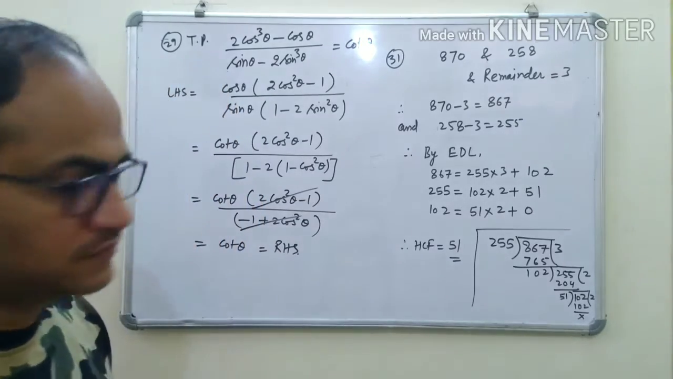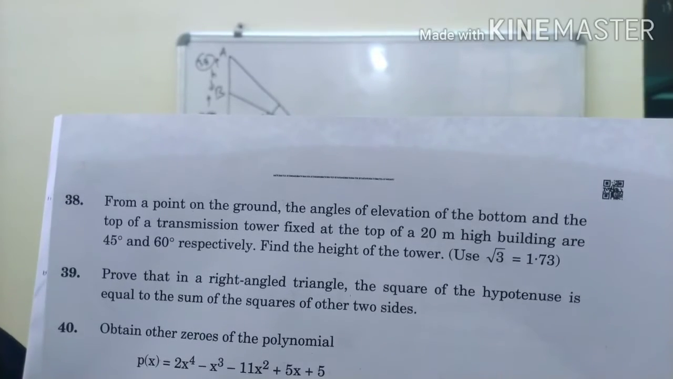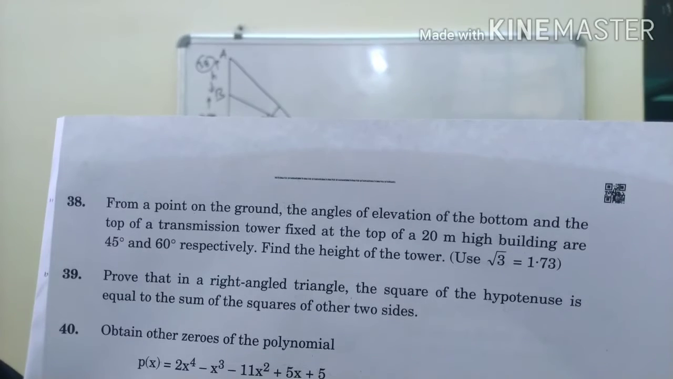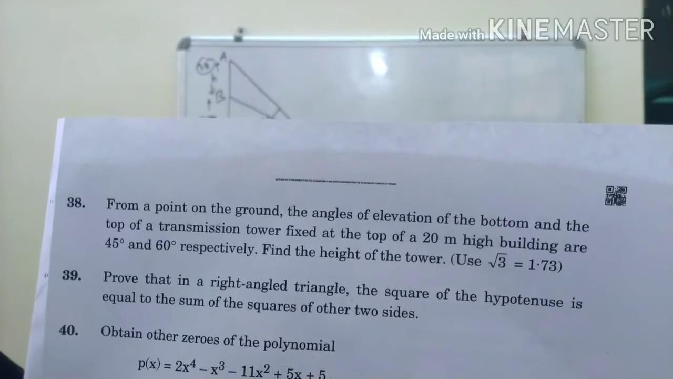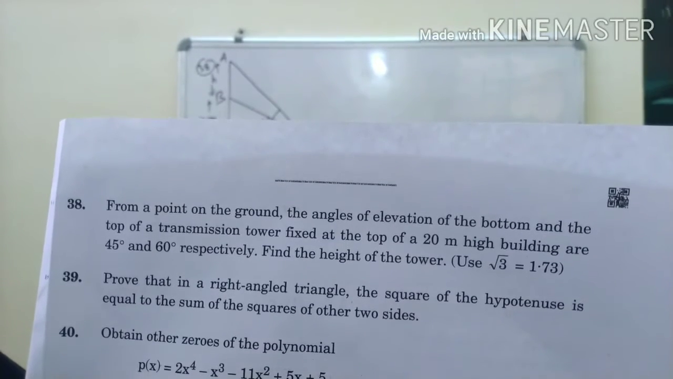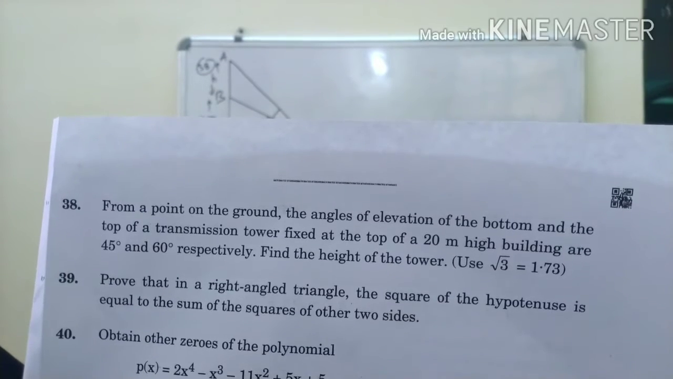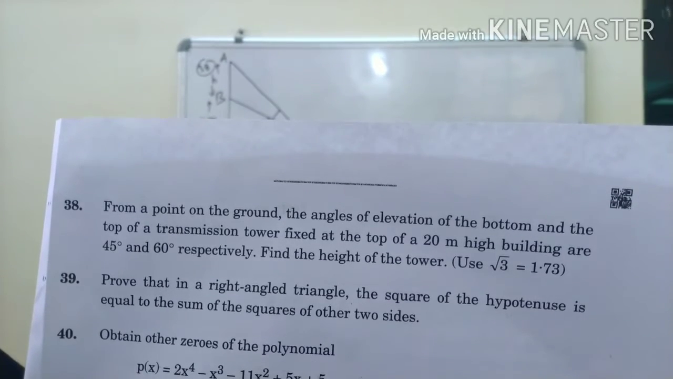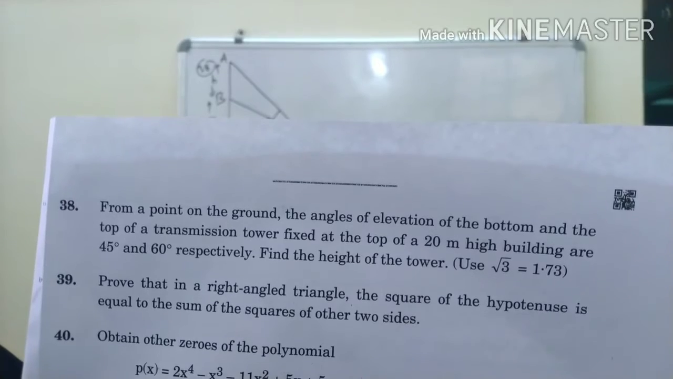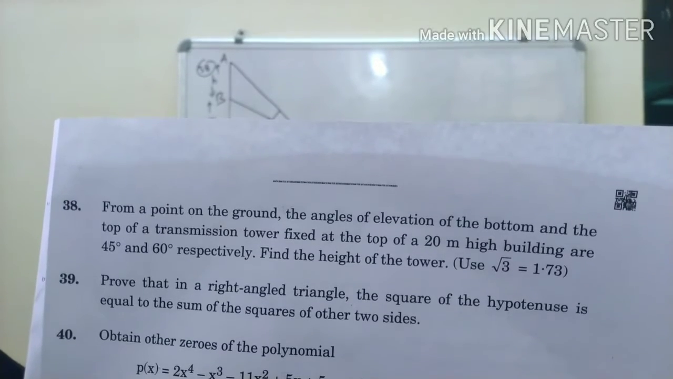we get HCF is equal to 51. From a point on the ground, the angles of elevation of the bottom and the top of a transmission tower fixed at the top of a 20-meter high building are 45 degree and 60 degree. We have to find the height of the tower.